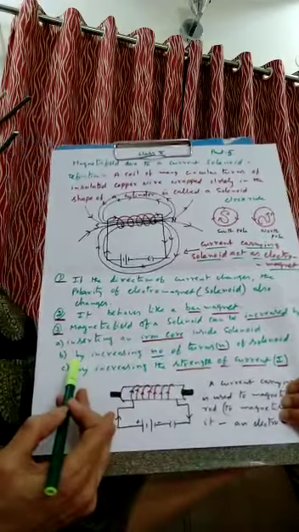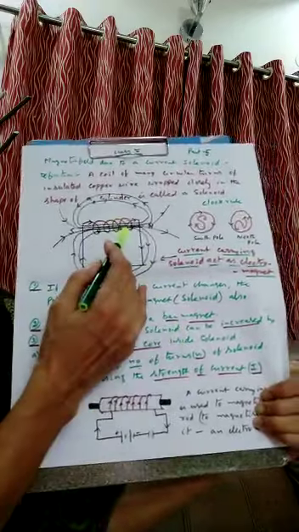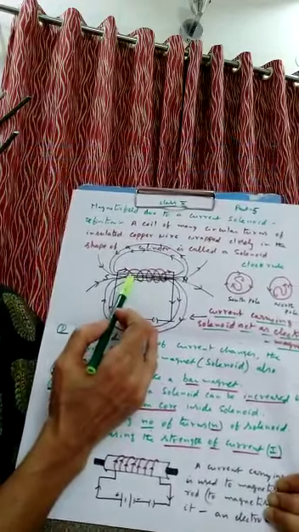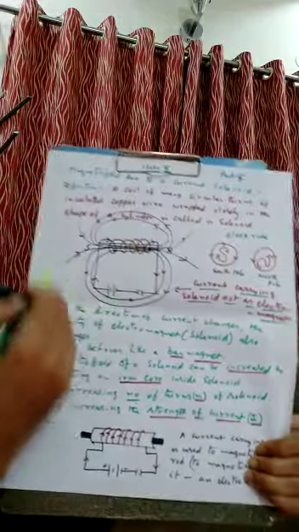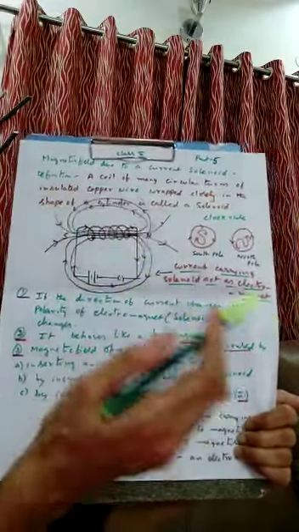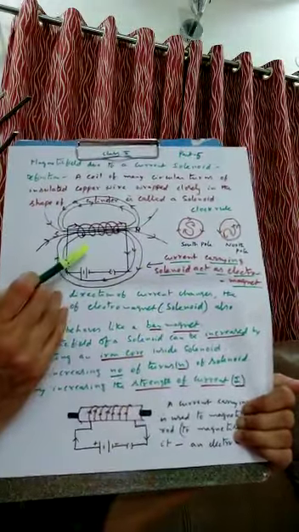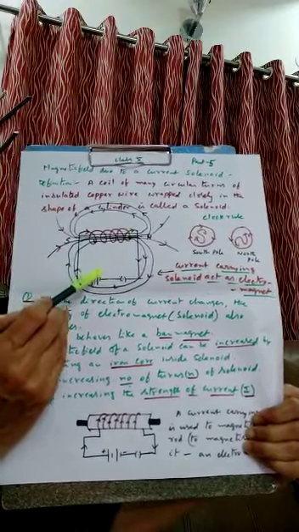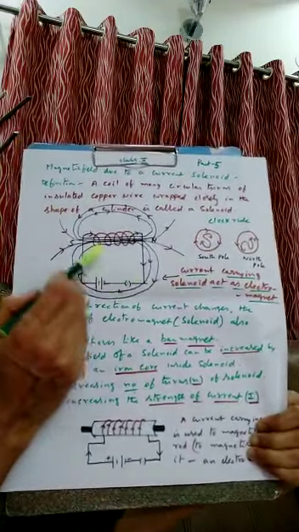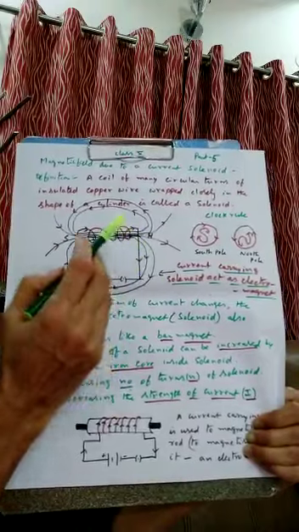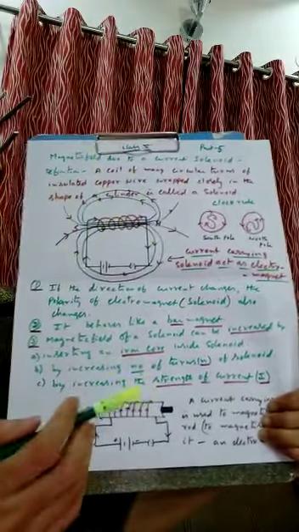And the second point is, by increasing the number of turns. Here how many turns are there? 1, 2, 3, 4, 5. If you increase the number of turns, then more magnetic field is induced. And the third point is very important. If you increase the strength of the current passing through the solenoid, then the magnetic field induced will also increase here.